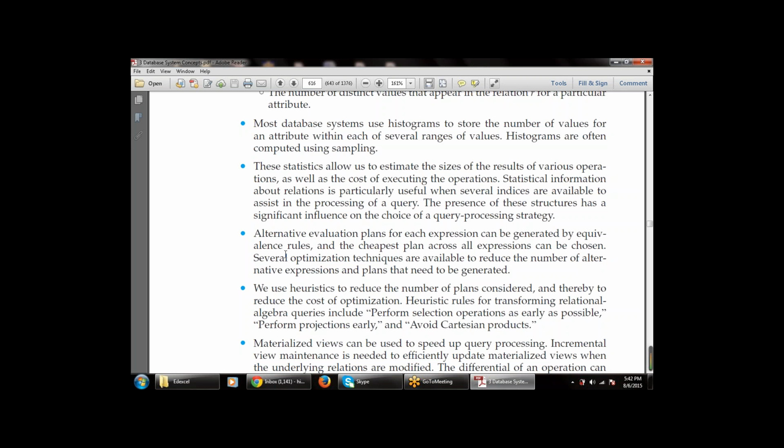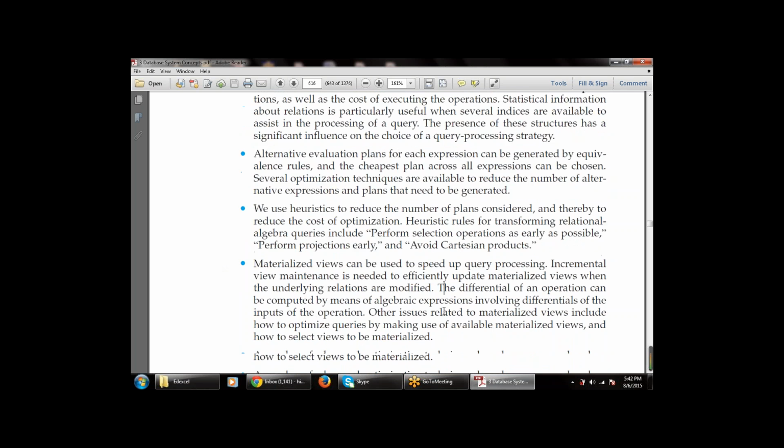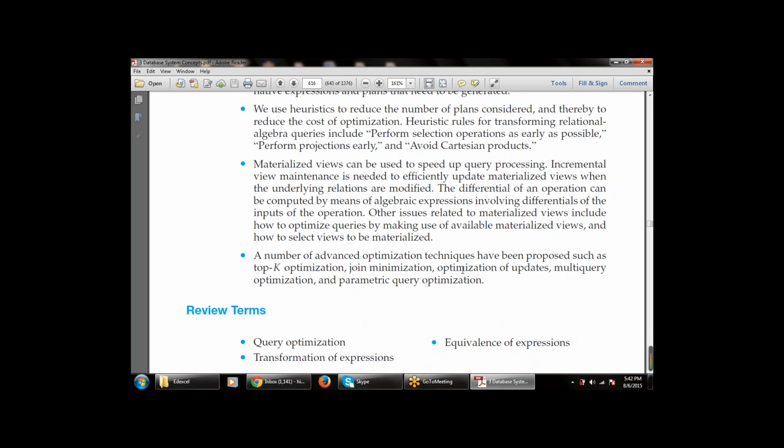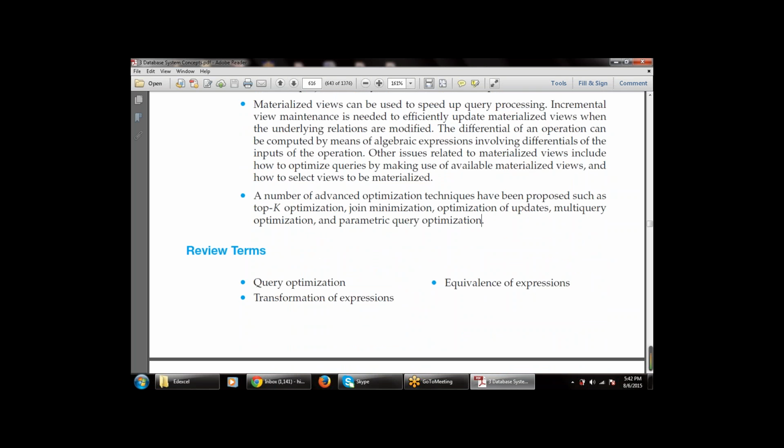Then materialized views can be used to speed up query processing. Then a number of advanced optimization techniques have been proposed, such as top-K optimization, join minimization, optimization of updates, multi-query optimization, and parametric query optimization. These are the various advanced optimization techniques that have been proposed.